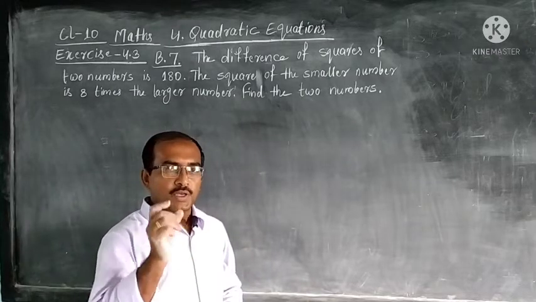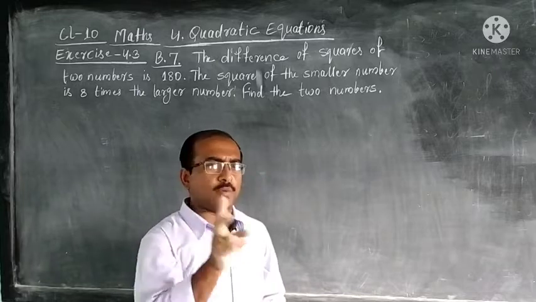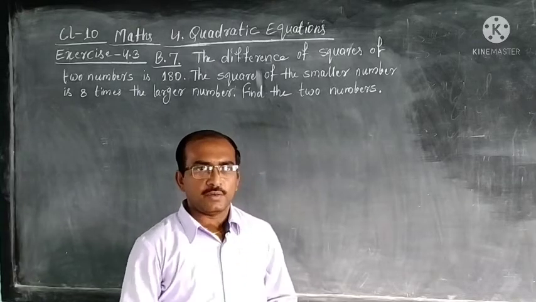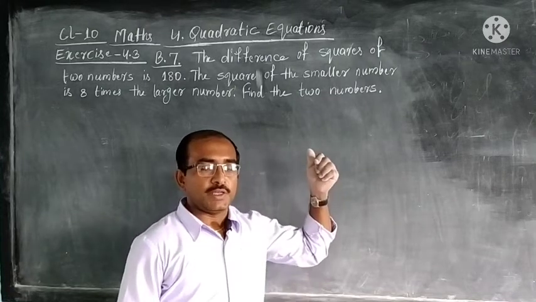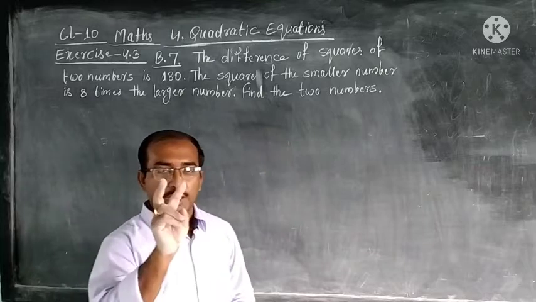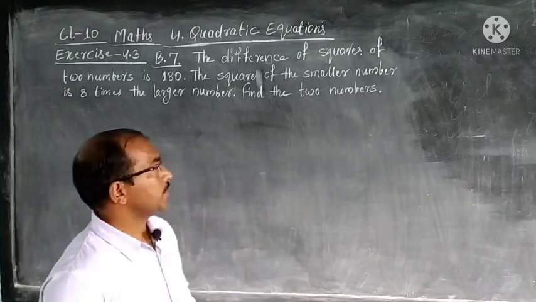Randomly we read the question, we will not know anything. While reading, we need to go on thinking also. That means, this is talking about two numbers. Two numbers are there, and then you will read in the question somewhere smaller and larger. One is a smaller number, another one is a larger number.